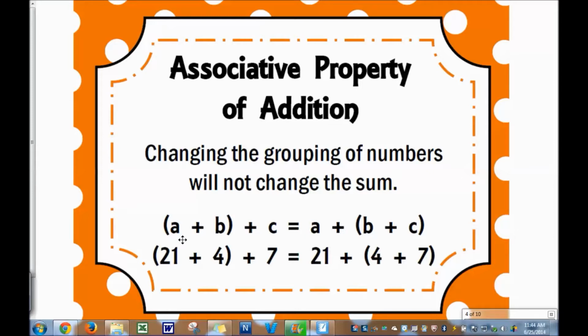Here's how we know this works. 21 plus 4 is 25, and then 25 plus 7 is 32. Over here on the other side, you would have 4 plus 7 is 11, and 21 plus 11. Either way, you're going to add up to get 32. So 32 equals 32.